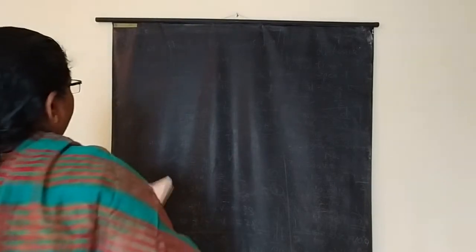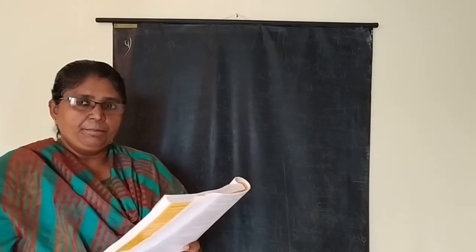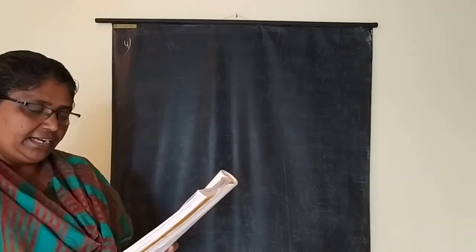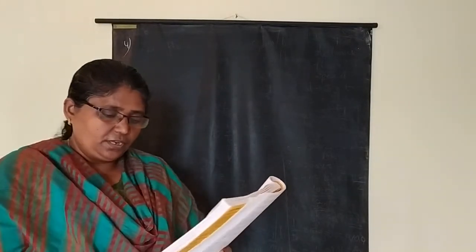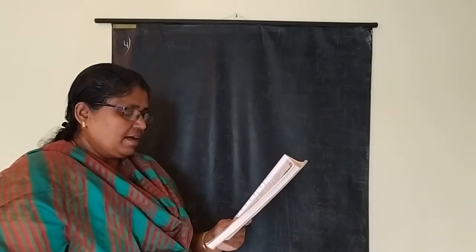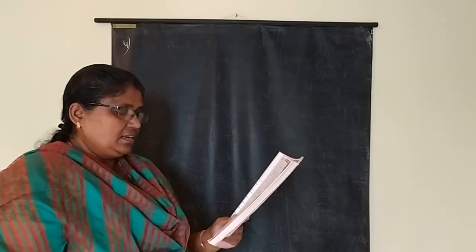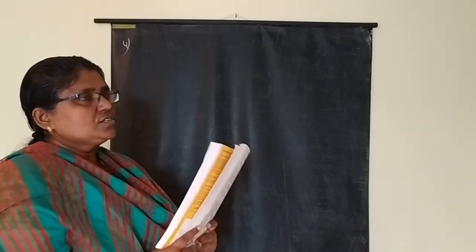So, same type, one more question I will explain. See the question. A man travels 600 km partly by train and partly by car. It takes 8 hours and 40 minutes if he travels 320 km by train and the rest by car. It would take 30 minutes more if he travels 200 km by train and the rest by car. Find the speed of the train and the car separately.